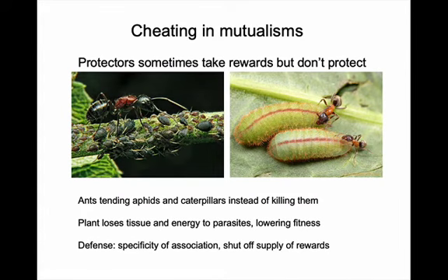Here's a protection mutualism that has some cheating. And here are some ants that you would think would nominally protect a plant, but they're taking rewards and they're not protecting. So this ant is actually tending aphids. Now, aphids are parasites on plants. They suck the juices. And this ant is basically farming these aphids the way a chicken farmer would farm chickens.